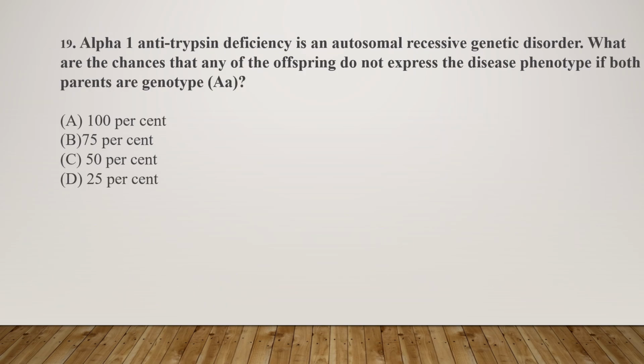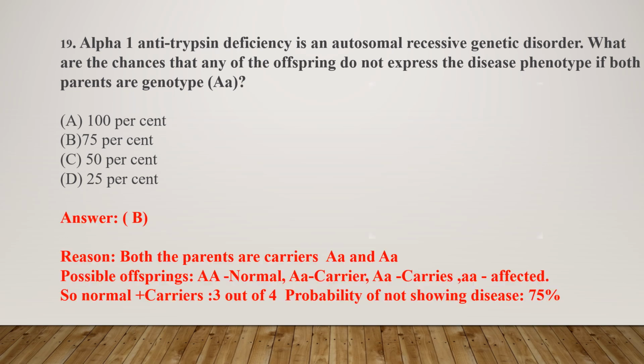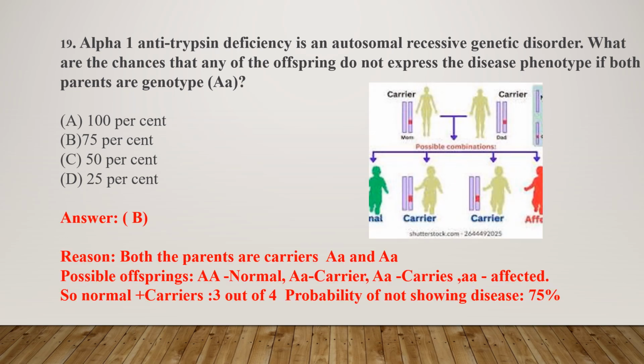Alpha 1 antitrypsin deficiency is an autosomal recessive genetic disorder. What are the chances that any of the offspring do not express the disease phenotype if both parents are genotype Aa and Aa? 100%, 75%, 50%, or 25%. The answer is B, that is 75%. Both the parents are carriers.